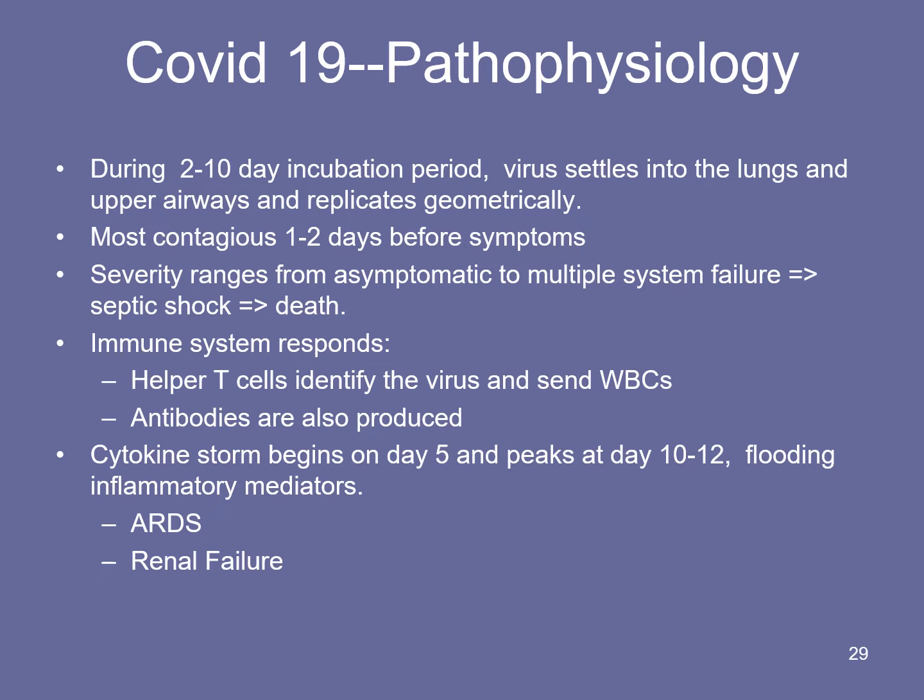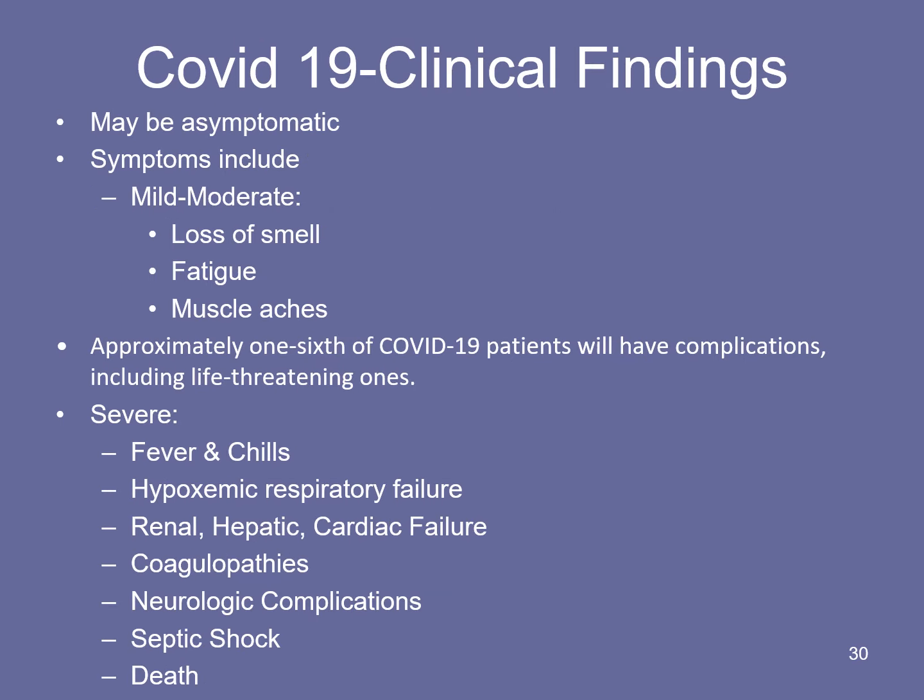I'm preaching to the choir on this, whether you're a respiratory therapist or a nurse. But this was some of the sequence of what was going on from a pathophysiological perspective. Building on the prior slide, the patient could be asymptomatic, but where symptoms occurred, mild to moderate loss of smell, fatigue, muscle aches. But then, approximately 1/6 of COVID-19 patients will have complications, including life-threatening ones.